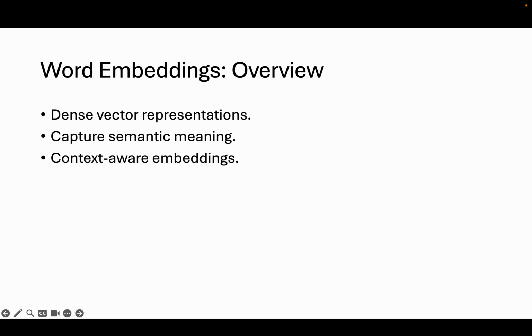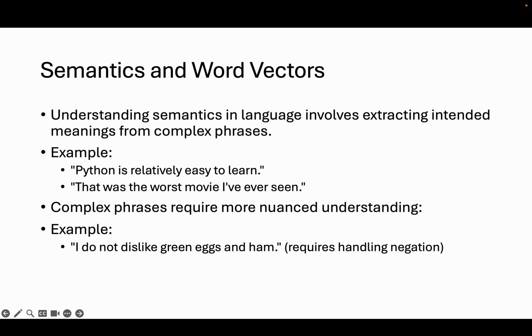Word embeddings provide dense vector representations of words that capture semantic meanings. Unlike traditional vectorization methods, embeddings can understand context, making them powerful for different natural language processing tasks. Understanding semantics in language is all about extracting the intended meanings from complex phrases. It's what allows us to grasp not just the words themselves, but the ideas and emotions behind them.